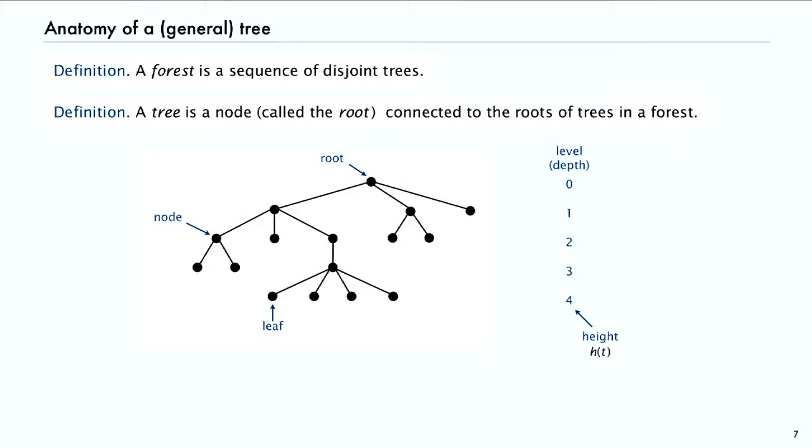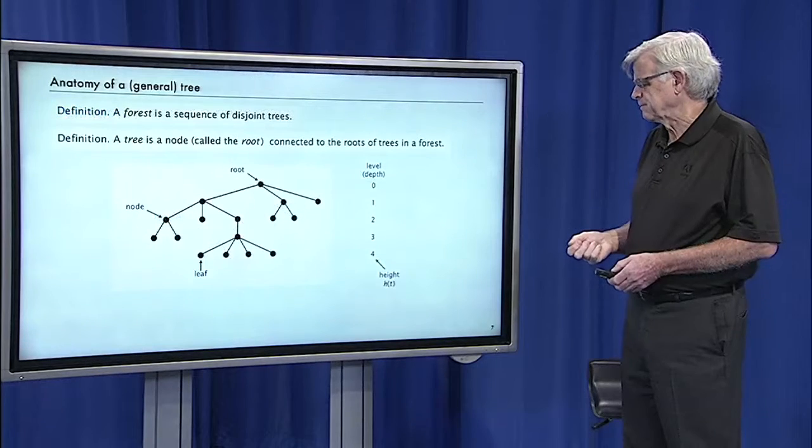A forest is empty or a sequence of disjoint trees. A tree is a node called the root connected to the roots of trees in a forest. And so now a root can have any number of children, including 0. And the leaf nodes are the nodes with 0 children.